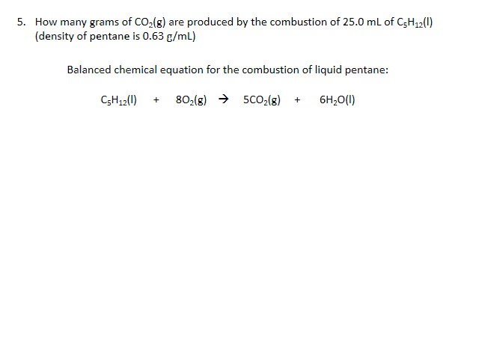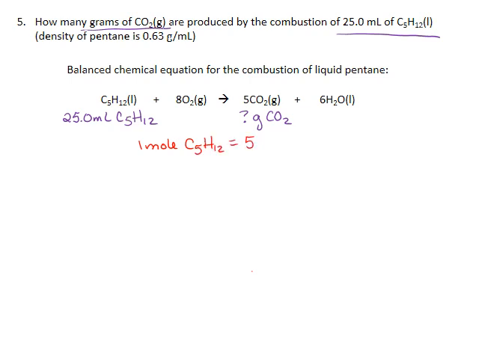Question 5 asks how many grams of carbon dioxide are produced by the combustion of 25 milliliters of pentane, given that the density of pentane is 0.63 grams per milliliter. Again, we need to start with a balanced chemical equation. We're starting with 25 milliliters of pentane, and we're asking about the grams of CO2. The connection between these two is provided by the balanced chemical equation. 1 mole of pentane will make 5 moles of CO2.